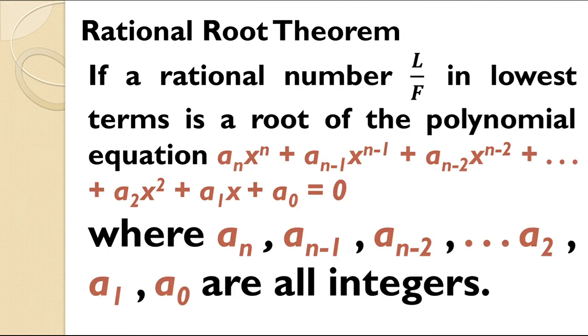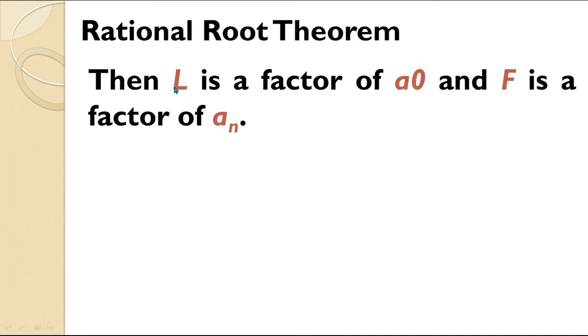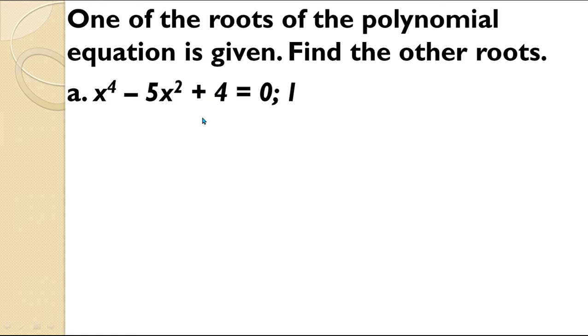So next we have the rational root theorem. If the rational number L over f in lowest term is a root of the polynomial equation, where a sub n minus 1, a sub n minus 2, then a sub 2, a sub 1, a sub 0 are all integers, then L is a factor of a sub 0, and f is a factor of a sub n.